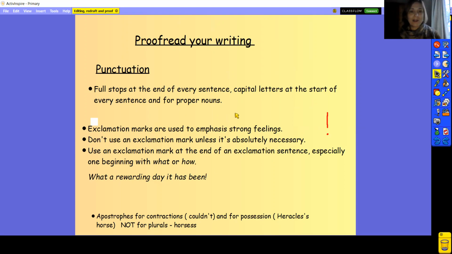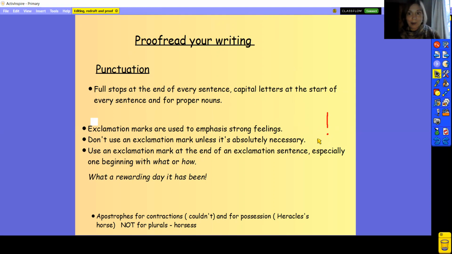Now, there is lots of other punctuation. You can look for commas, apostrophes, question marks, but we're going to have a look at exclamation marks, because we use exclamation marks quite a lot in diaries because they express strong feelings. So if you're really angry or really sad, you might want to use an exclamation mark. I've drawn one here for you just to remind you what they look like, although I expect you know already. It's like a full stop with a line over the top, and usually it comes at the end of a sentence. Do not use an exclamation mark unless it's absolutely necessary.